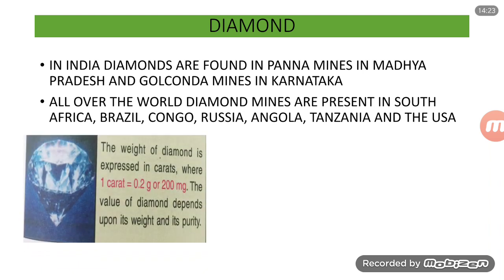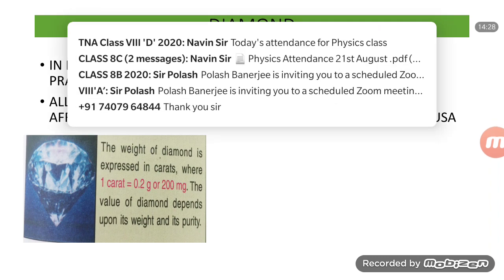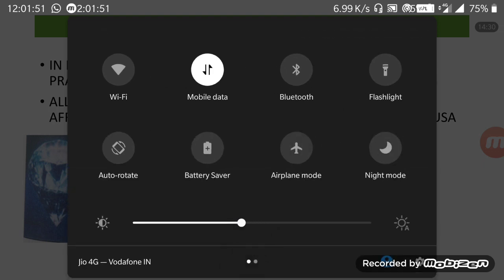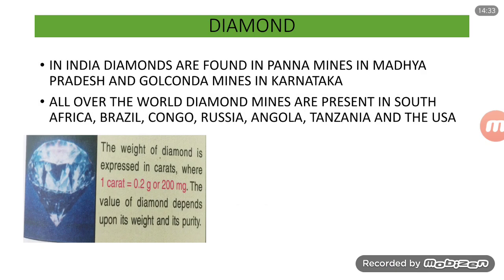Just have a look at this picture. What is the unit in which the weight of the diamond is expressed? It is expressed in carats, isn't it? And 1 carat is equivalent to 0.2 grams or 200 milligrams. Now the value of the diamond will depend upon its weight and its purity. The more the weight and the more pure the diamond, the more the value of that diamond will be.